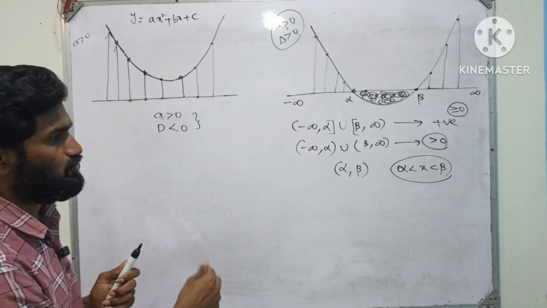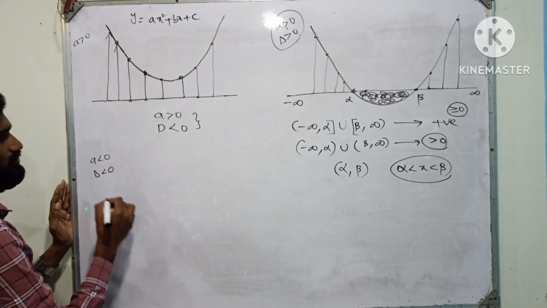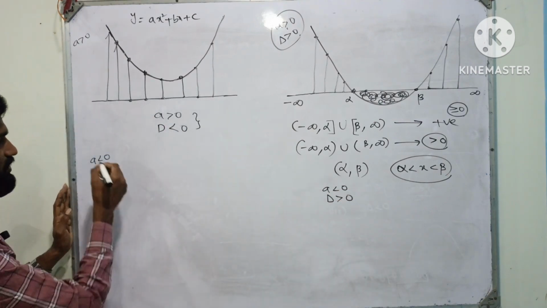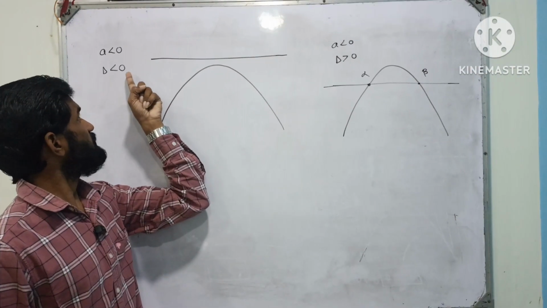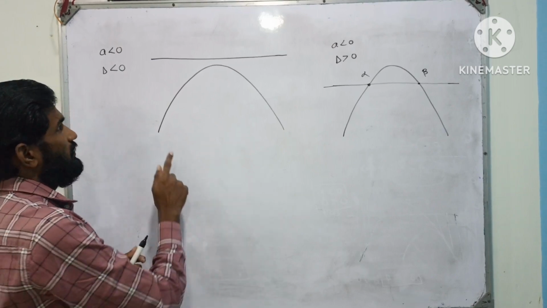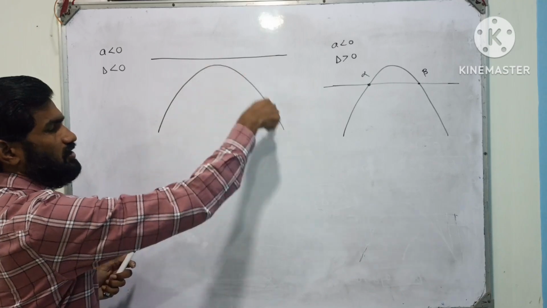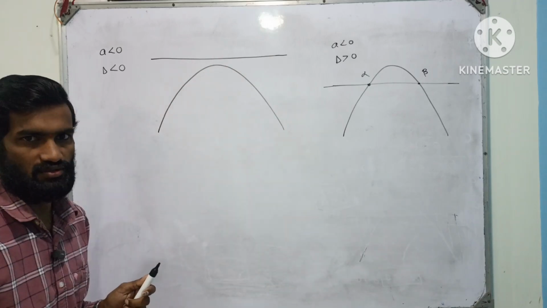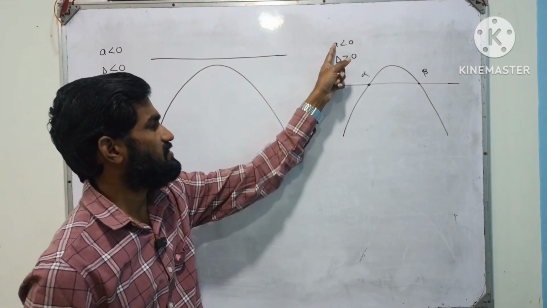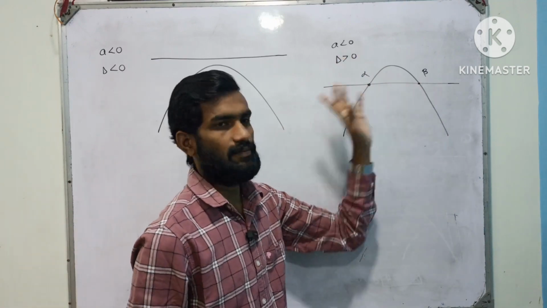Now we'll see two more cases: if a is less than 0 and discriminant is less than 0, and if a is less than 0 and discriminant is greater than 0. What will happen? If a is less than 0 and discriminant is less than 0, we will get a graph like this. Less than 0 means downward parabola, and discriminant less than 0 means no real roots, imaginary or complex conjugate roots. And if a is less than 0 and discriminant is greater than 0, since a is less than 0 we get a downward parabola, and since discriminant is greater than 0 we get two real roots, alpha comma beta.